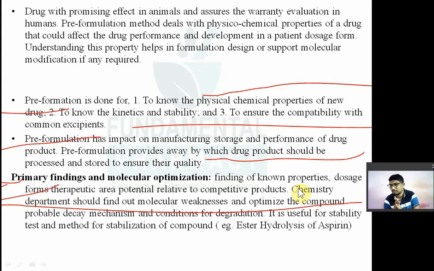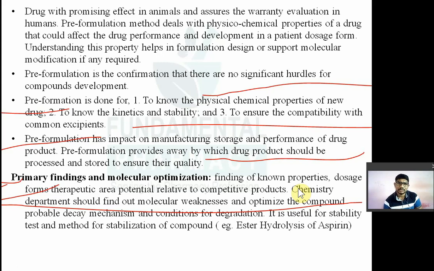So when this drug goes into the stomach, will it survive or will it degrade there? If it goes to the intestine, will it degrade there too? All this has to be checked, so it is useful for stability tests. They do stability test methods for stabilization. If the compound is unstable, they will modify and stabilize the compound. For example, aspirin is nothing but acetyl salicylic acid. It is an ester, so ideally it will undergo hydrolysis. Optimizing that compound is the function of your chemistry department.